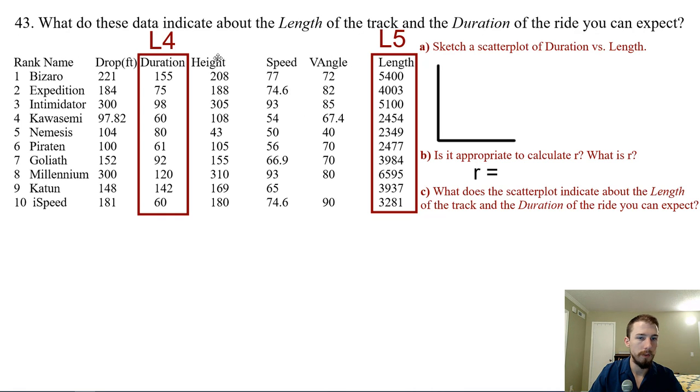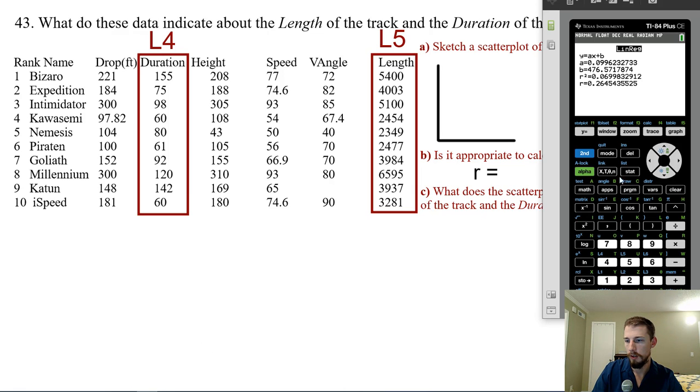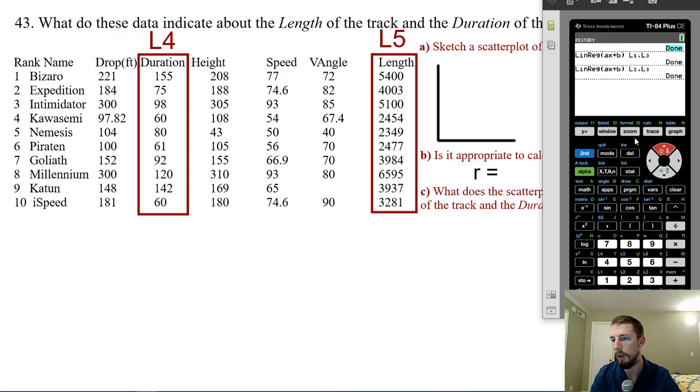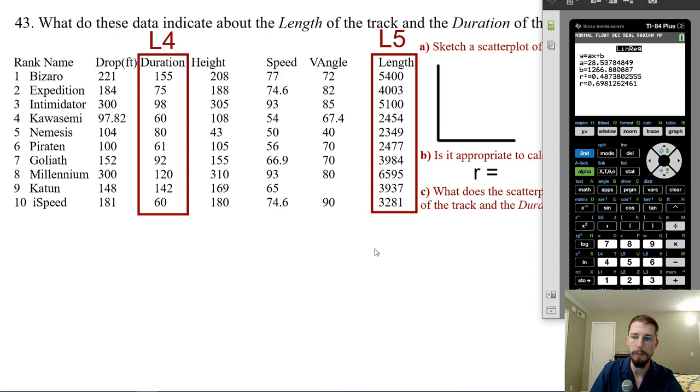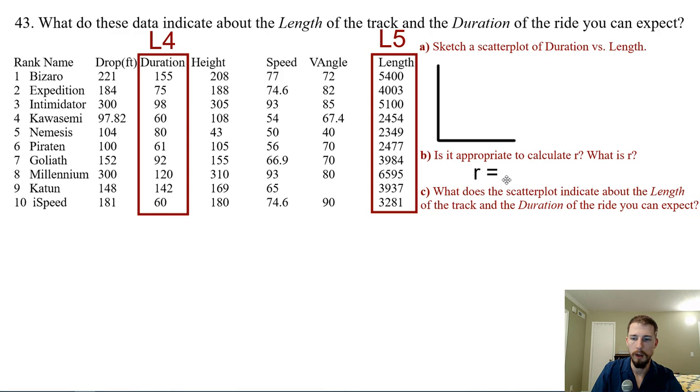So we want to find the association between length and duration. Length, I'm going to put in list 4, and duration, I'm going to put in list 5, which I've already done, just for the sake of brevity. So list 4, I put duration. List 5, I did length. Now I want to calculate the association between those two. Yes, list 4, list 5. Okay, cool. So 0.69 is the correlation coefficient.